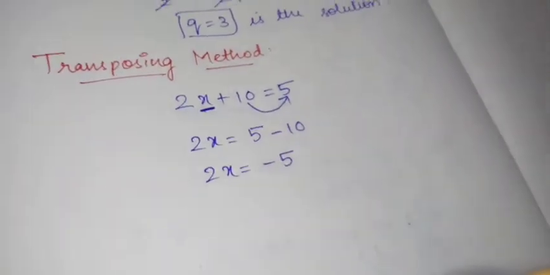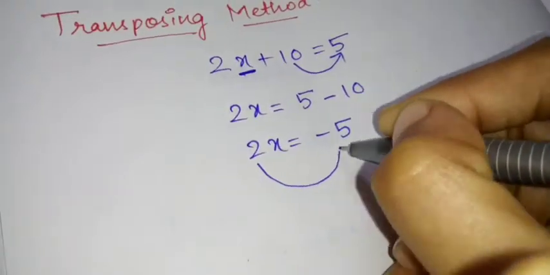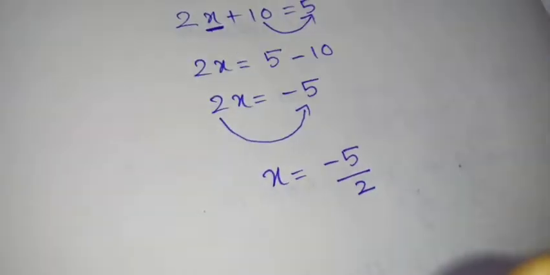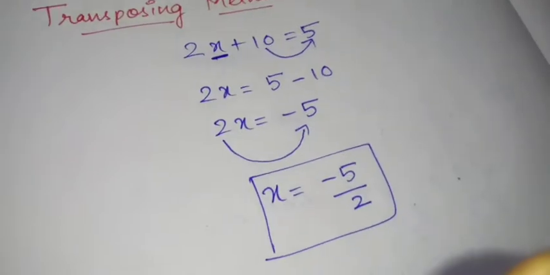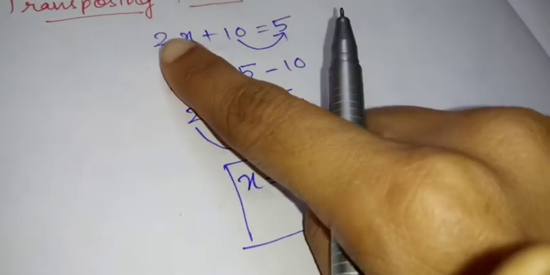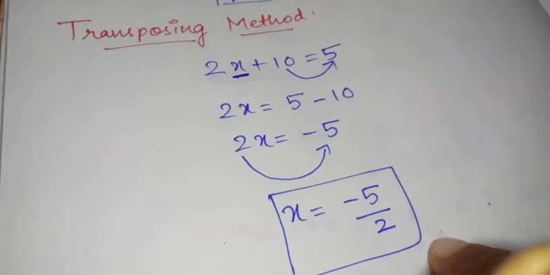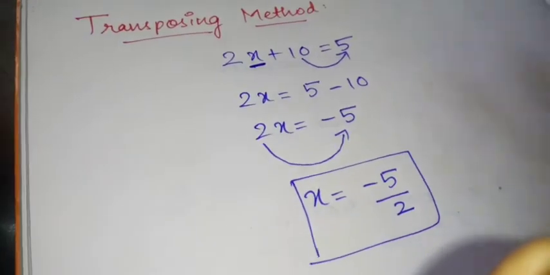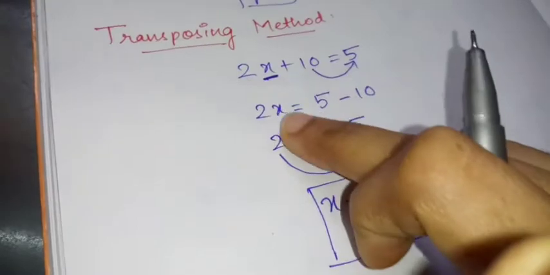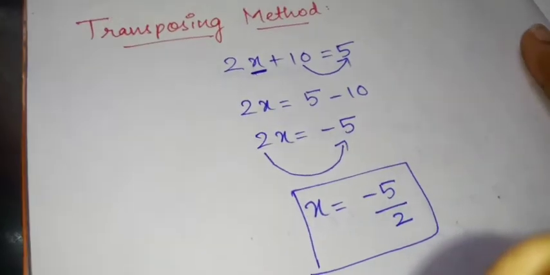Next, what do you want to shift? You want to shift this 2, right? 2 is multiplication. So if 2 goes that side, multiplication will become division. So minus 5 divided by 2. So x is equal to minus 5 by 2 is the solution. Did you understand? Plus, if it goes that side, becomes minus. Multiplication, if it goes that side, becomes division. So this is your solution for the given equation, and this is your transposing method. Transposing method means changing one digit towards another side, keeping only the variable which we want to find on one side, and all others on the other side.